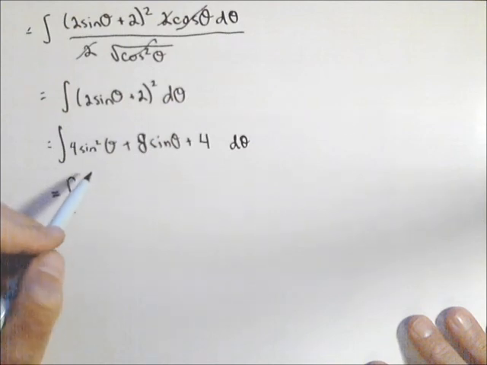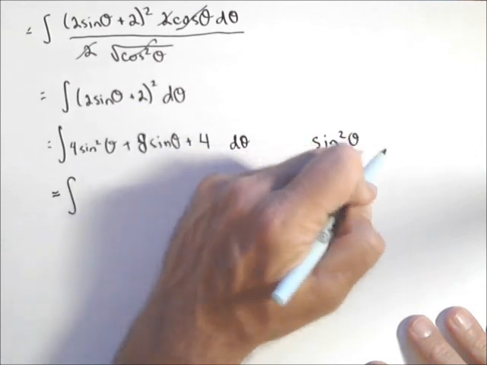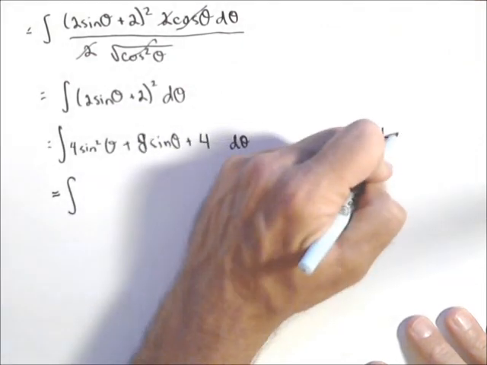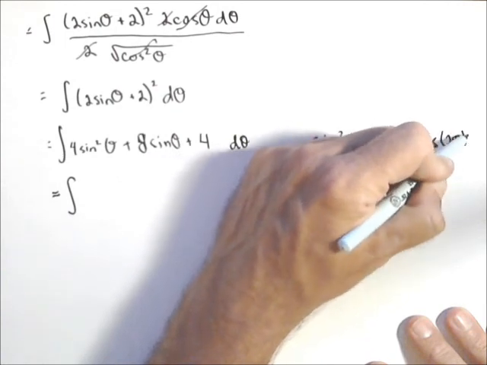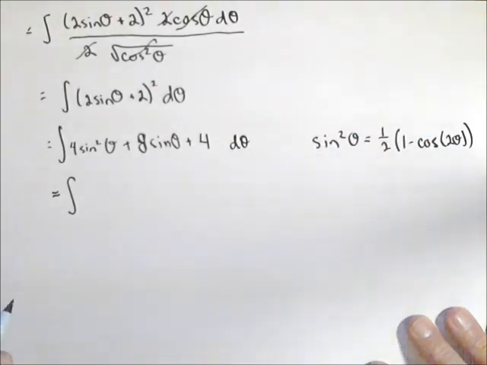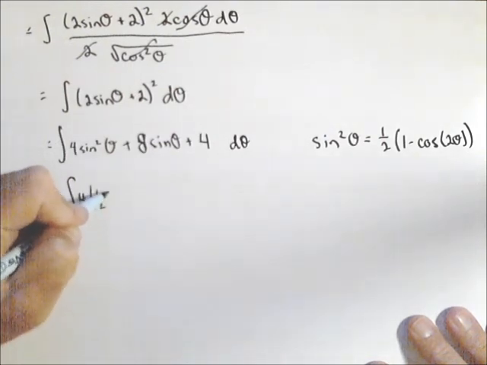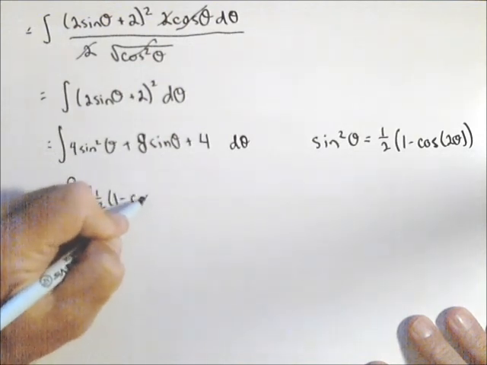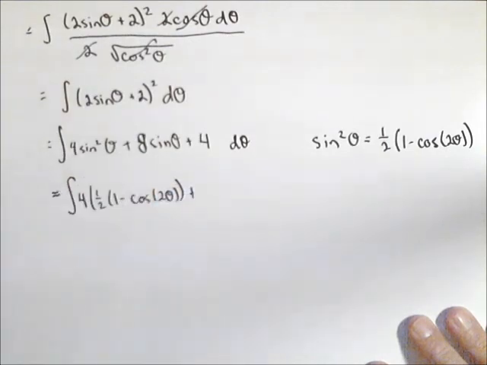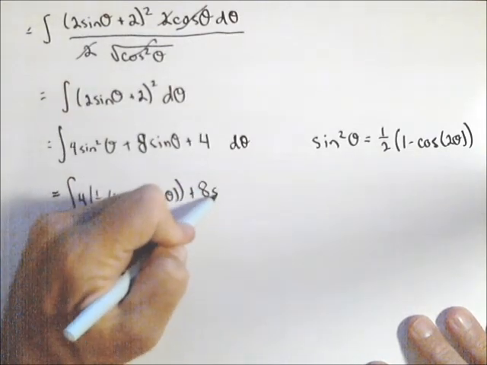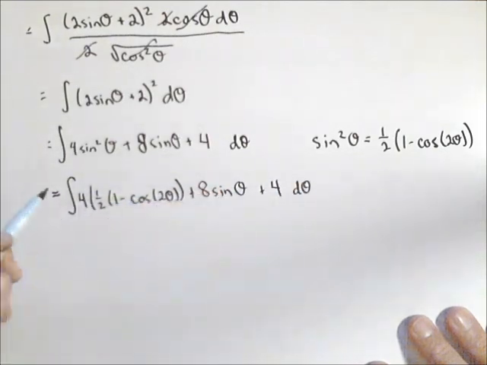Either you can use the tables of integrals, or you can use a trigonometric substitution. So we're going to use a double angle identity that says that sine squared theta is equal to 1/2 times 1 minus cosine of 2 theta. So we're digging back into your trig a little bit using this identity. So 4 times 1/2 times 1 minus cosine of 2 theta plus 8 sine of theta plus 4 d theta.